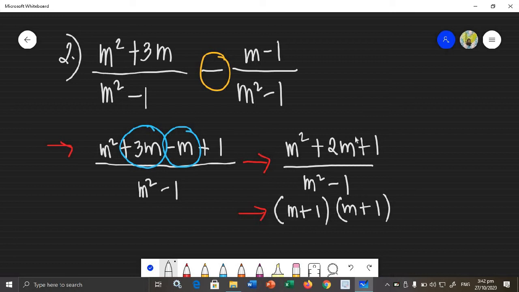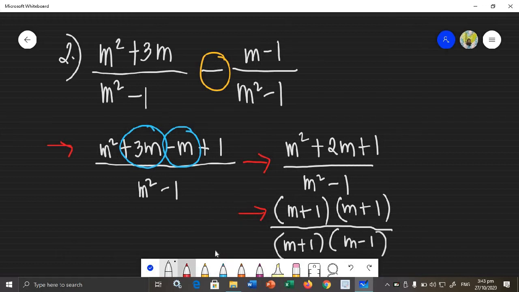Factors ni 1 na pag pinag-multiply mo 1 yung sagot, pag pinag-add mo 2 yung sagot, that is 1 and 1. 1 times 1 is 1. 1 plus 1, that is 2. So, all over, ito sinasabi ko kanina, we can factor the denominator here. So, this is a difference of 2 squares. So, the factors are m plus 1, quantity m plus 1 times quantity m minus 1.